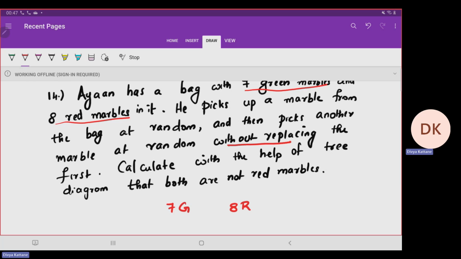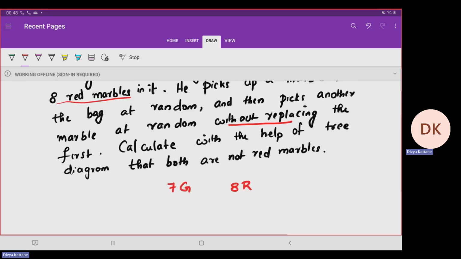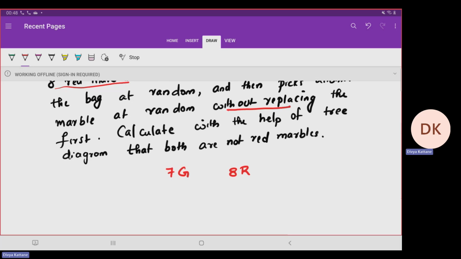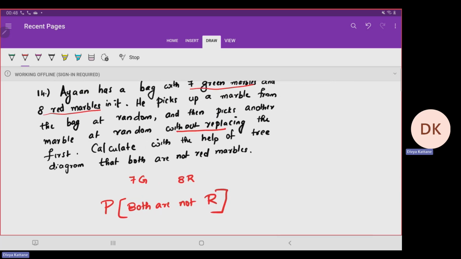Calculate with the help of a tree diagram that both are not red marbles. So with the help of a tree diagram, we need the probability that both are not red. So this is the question. Now they have asked you to draw a tree diagram.